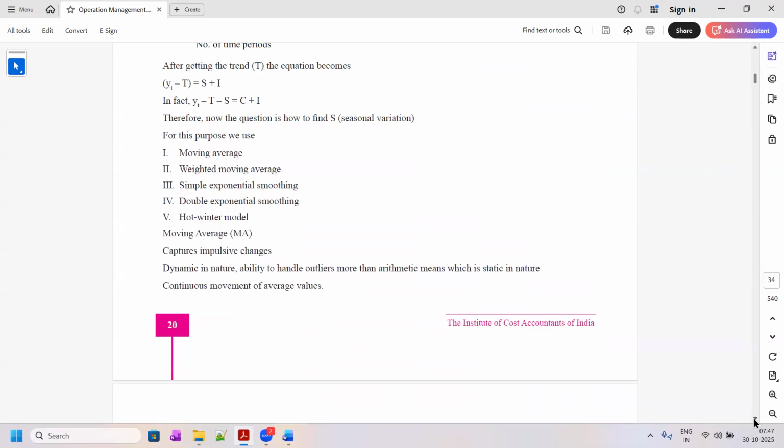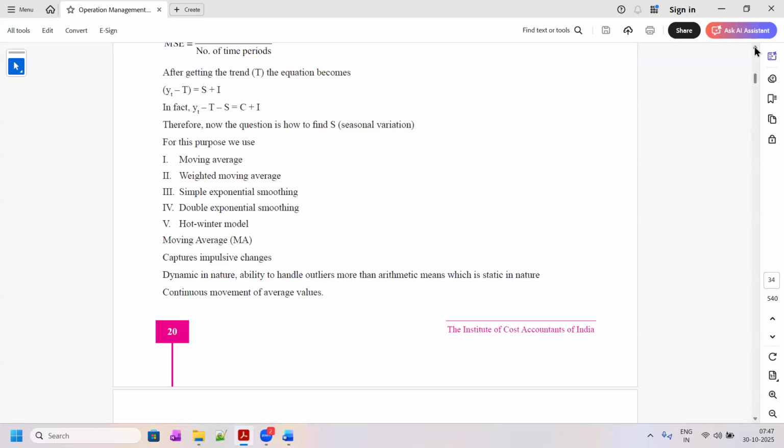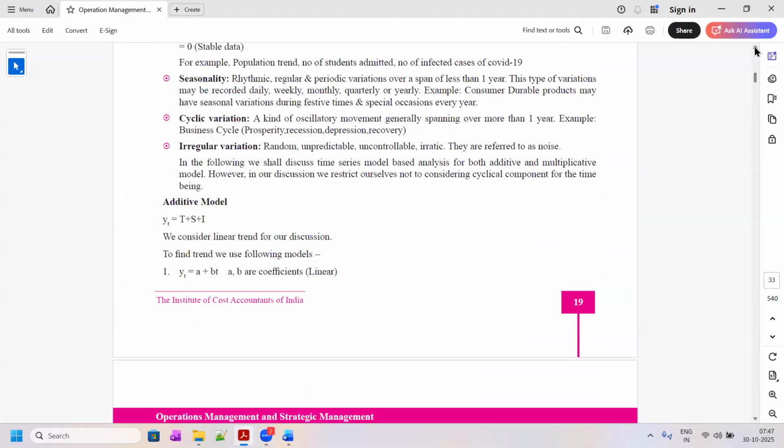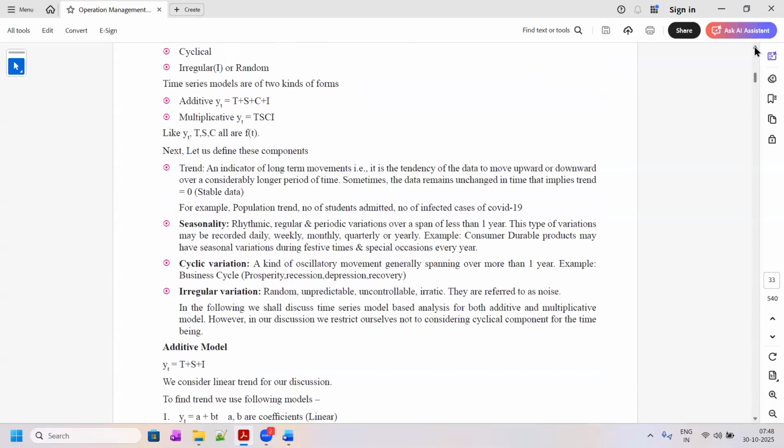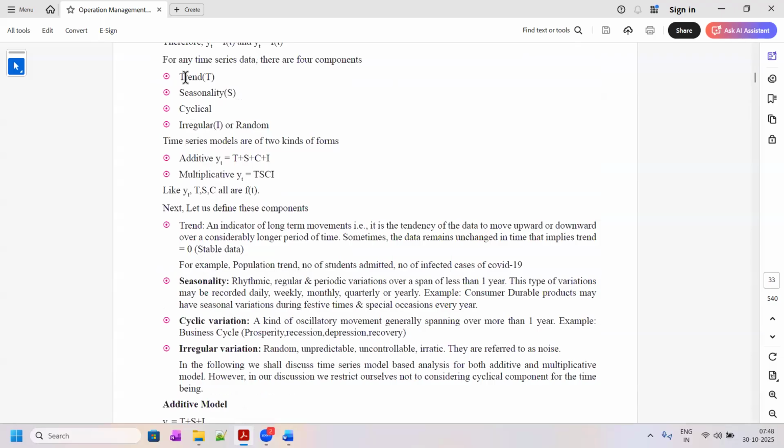Once we remove the trend from the data, what remains in the data is basically the seasonal and irregular variation. Then we need to find the seasonal pattern, like a regular increase in sales during festival or summer months. There can be different methods when it comes to trend. When I talked about time series analysis, I gave you four parameters: one is trend, the other is seasonality, then cyclicity, and irregular.